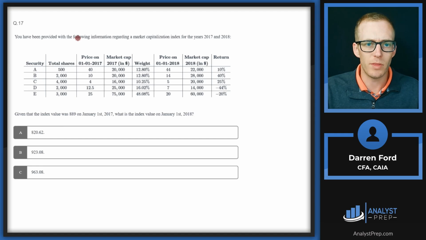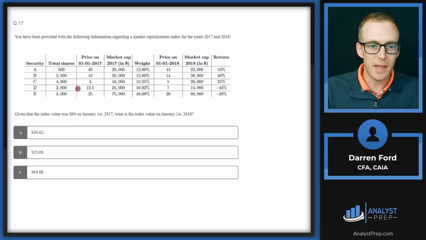You've been provided with the following information regarding a market cap index for the years 2017 and 18. We've got a lot of information here on the different securities in this index. Given that the index value was 889 on January 1st, 2017, what is the index value on January 1st, 2018? So we're going to be calculating the return of this market cap weighted index, and then we apply that to the index value, and then that's going to give us our number here.